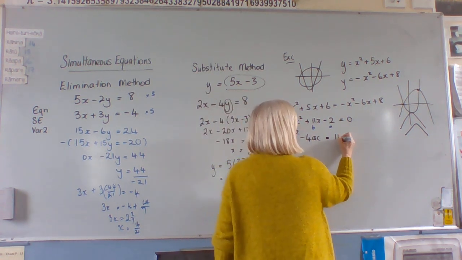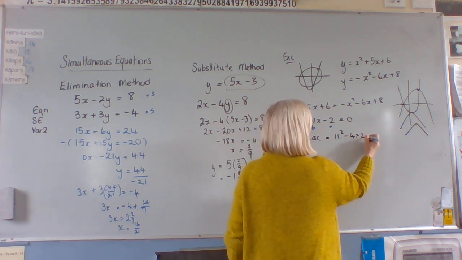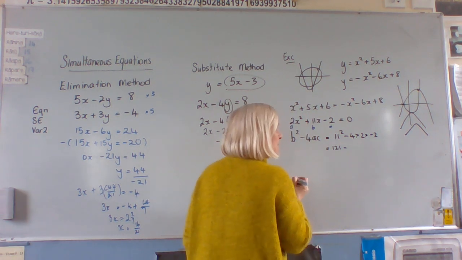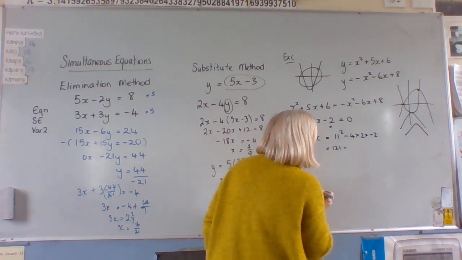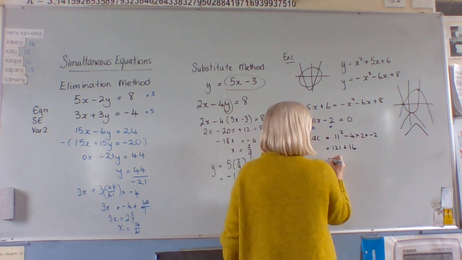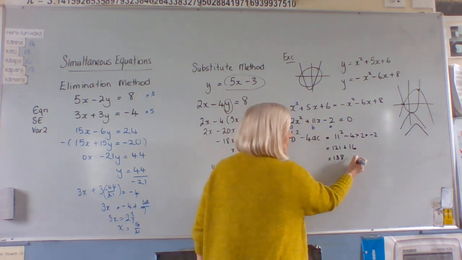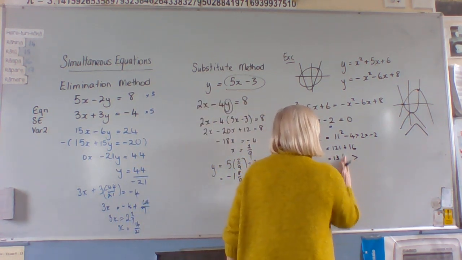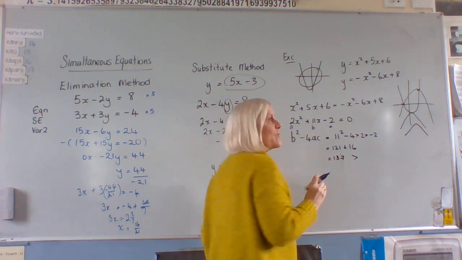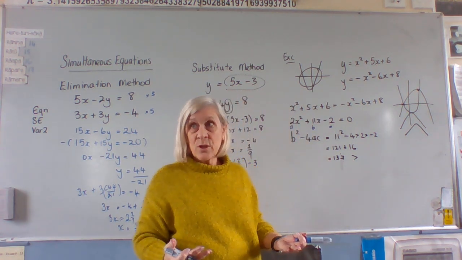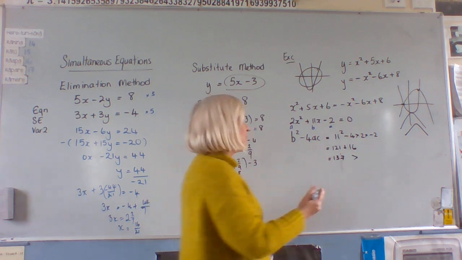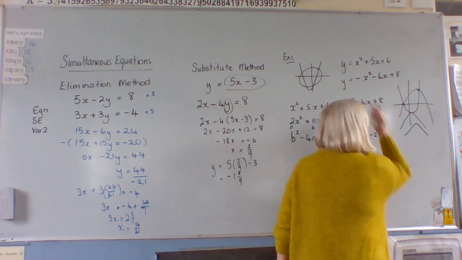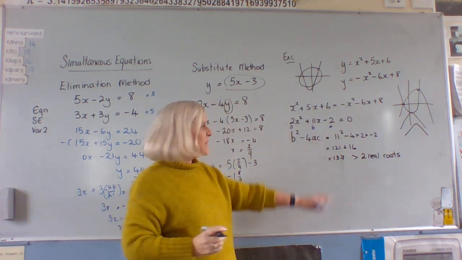So we've got 11 squared minus 4 times 2 times negative 2, is 121 plus 16, which is 137, good, thank you. The fact that it's greater than 0 means that we have got 2 real roots. Correct. 2 real roots, and that part of this would probably get you merit. So even if you got that far.